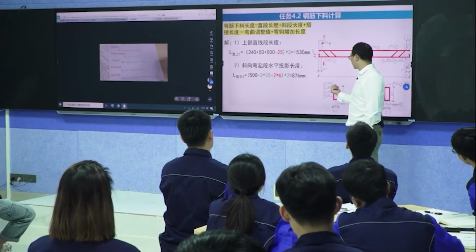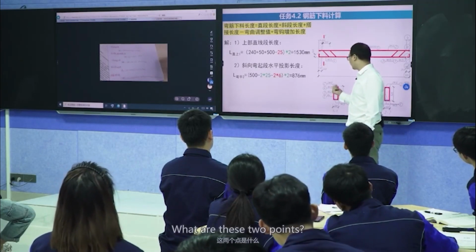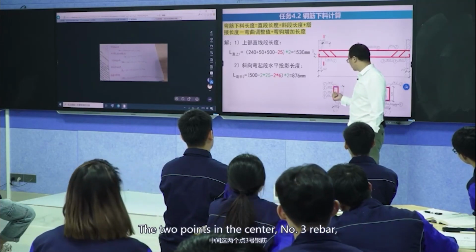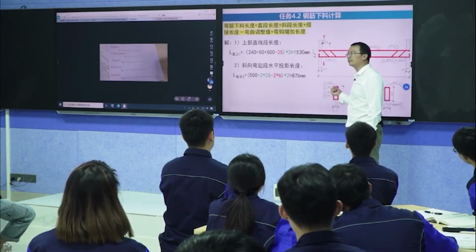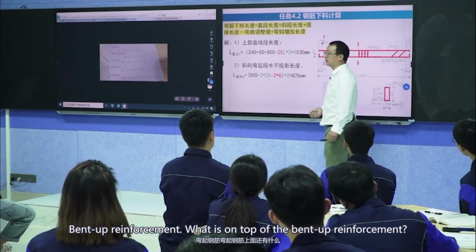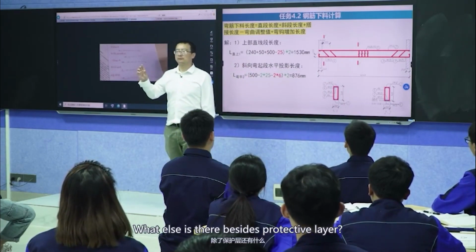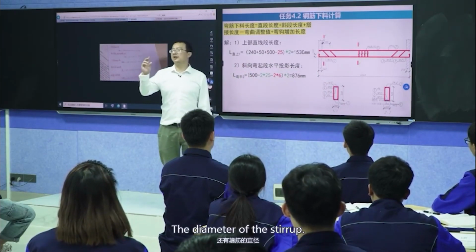Can you see it in here? What are these 2 points? The 2 points in the center: number 3 rebar, and number 4 rebar is the bent-up reinforcement. What is on top of the bent-up reinforcement? The stirrup. So for the height of the stirrup, what else is there besides the protective layer? The diameter of the stirrup.